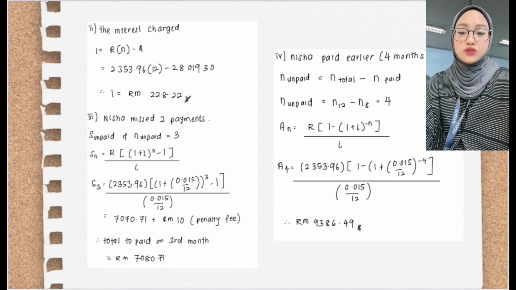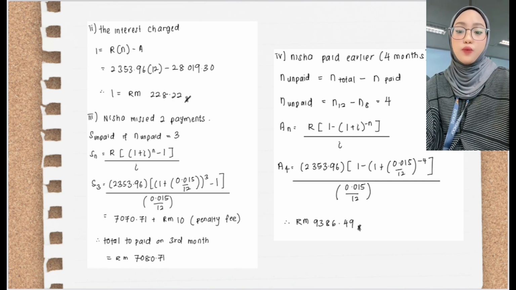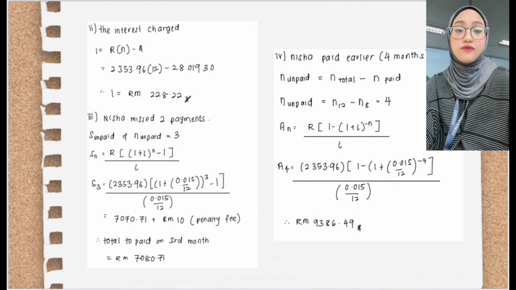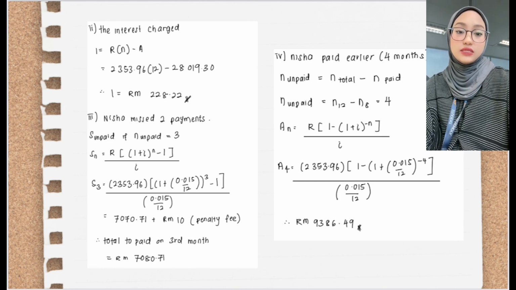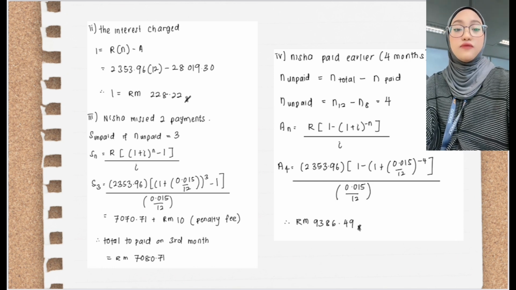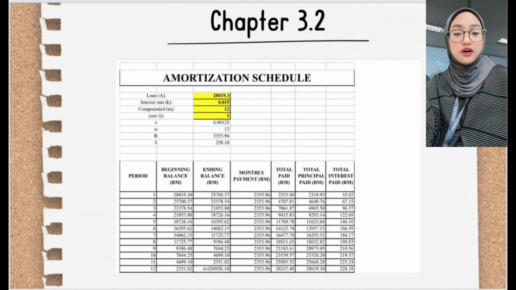So you get A4 equals to 2,353.96 cents times by 1 minus 1 plus 0.015 over 12 root of negative 4 over 0.015 over 12. So as a final answer, Nisha need to pay 9,386 ringgit 49 cents if she wants to pay 4 months earlier. So let's move on to 3.2, which is amortization schedule.